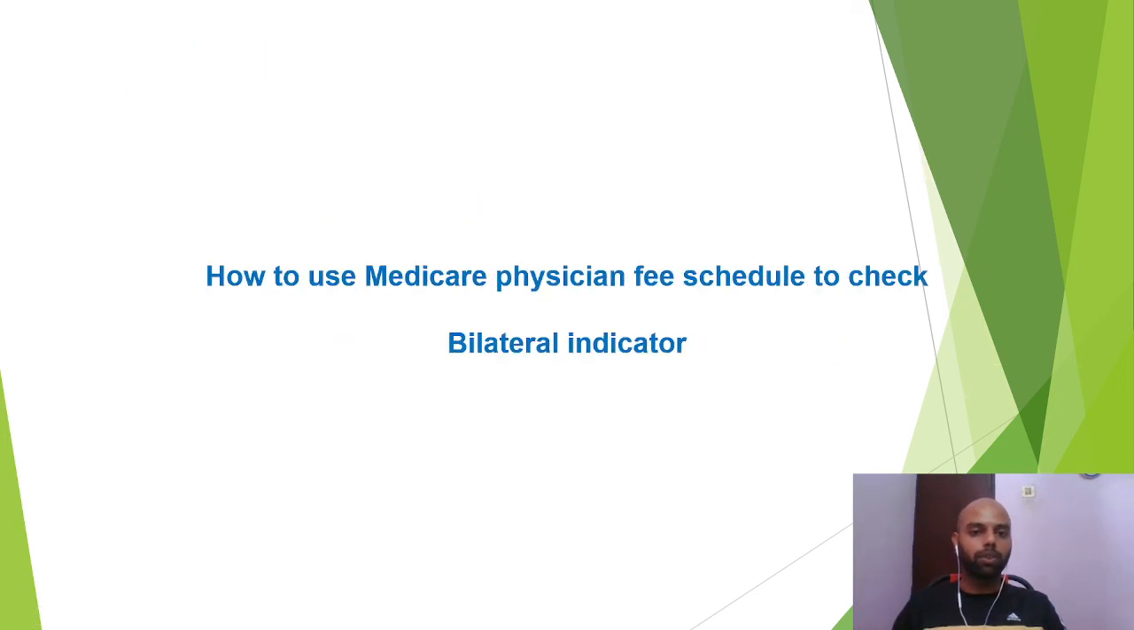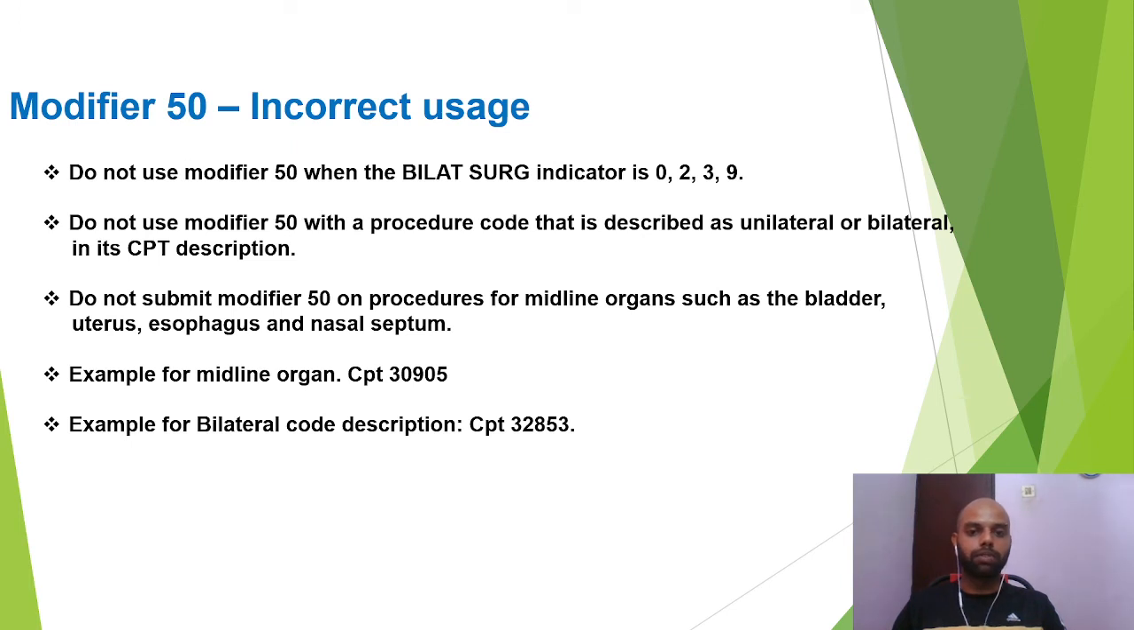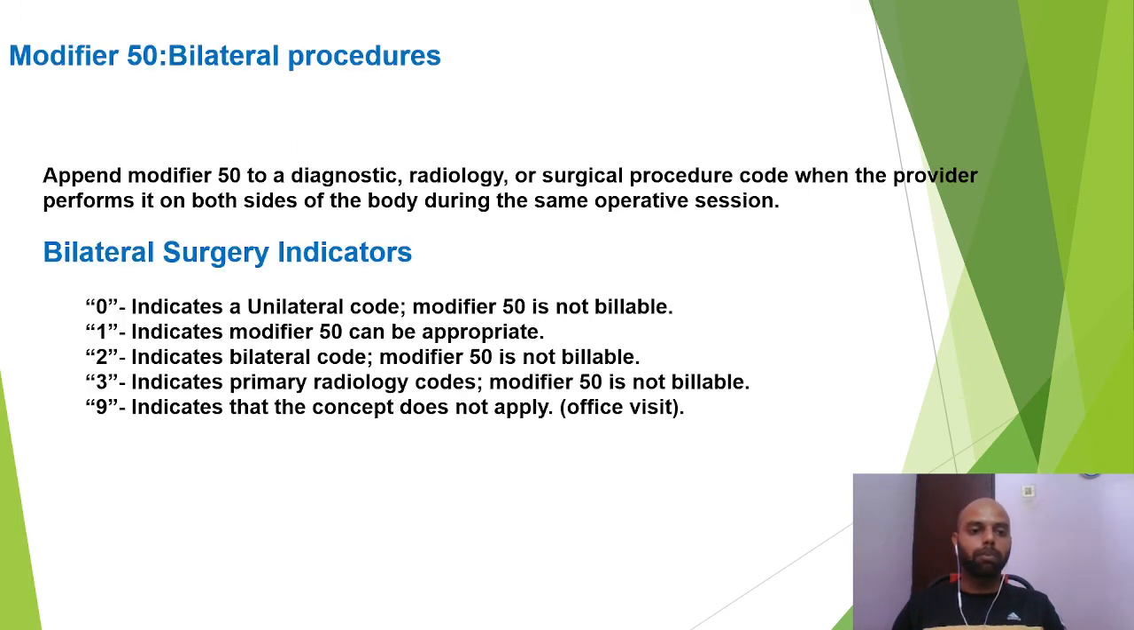And I forgot to mention something in modifier 50. When we get a bilateral procedure, people think that when they add the 50 modifier, they're gonna get the payment doubled. That's not how it works. Insurance pays only 150% of the allowed amount. They pay 100% for the left side and 50% for the right side. So this is how it works. And the remaining 50% is the multiple payment reduction.